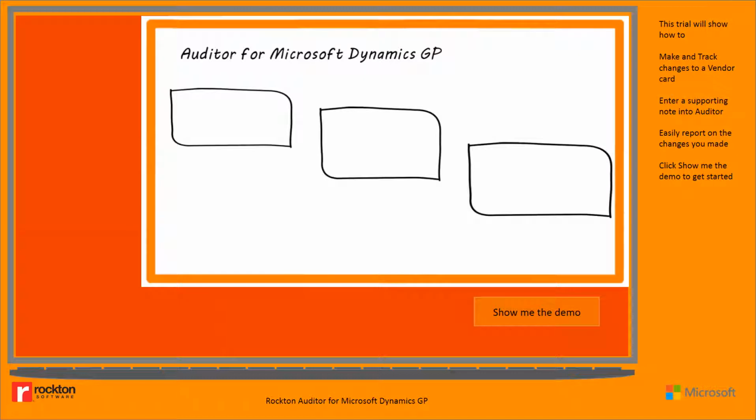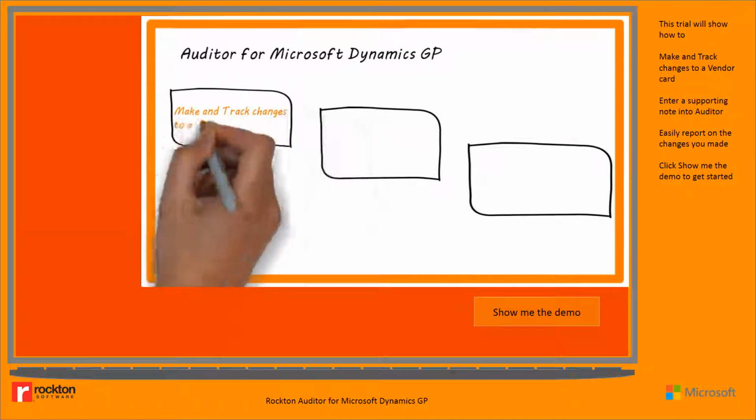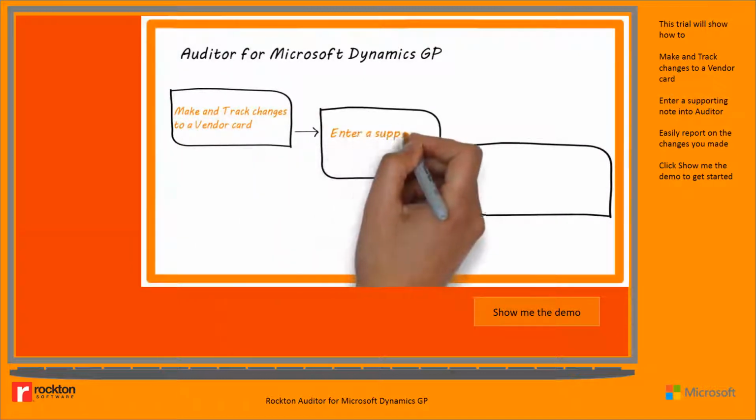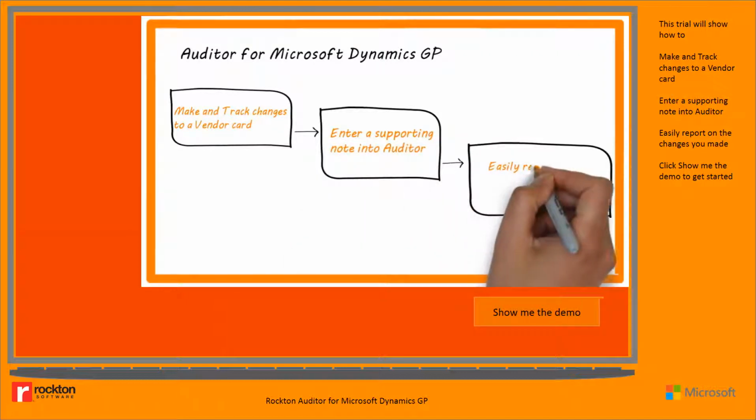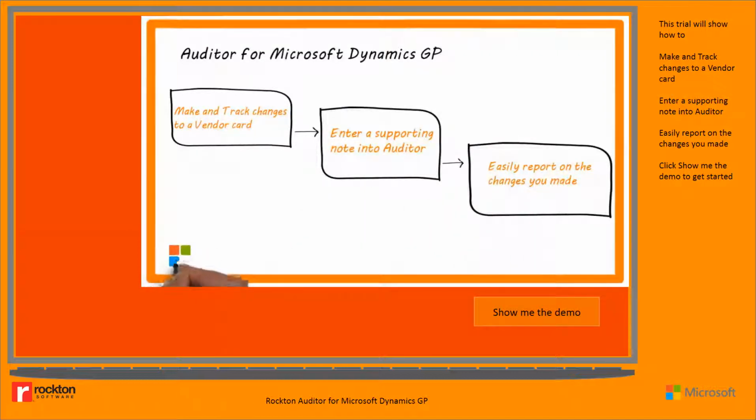This trial will show how to make and track changes to a vendor card, enter a supporting note into Auditor, and easily report on the changes you made. Click Show Me the Demo to get started.